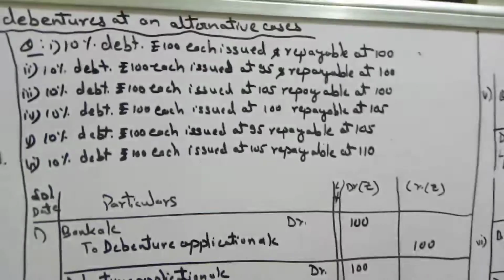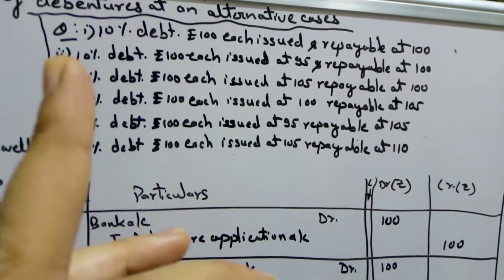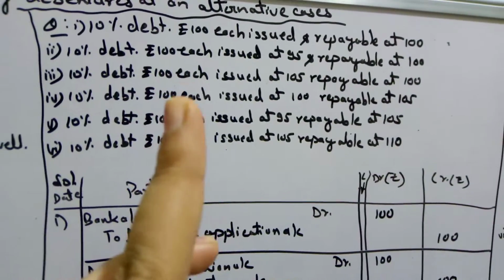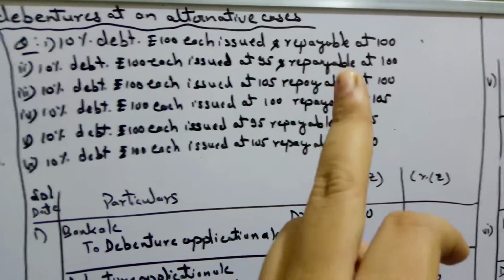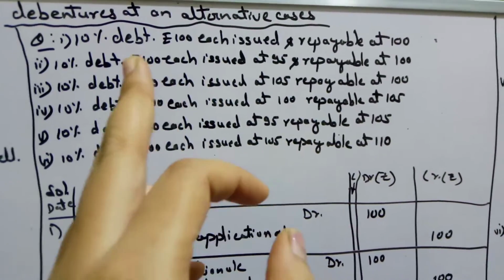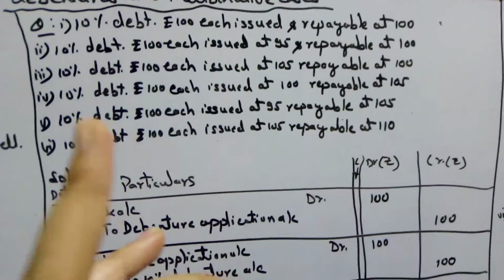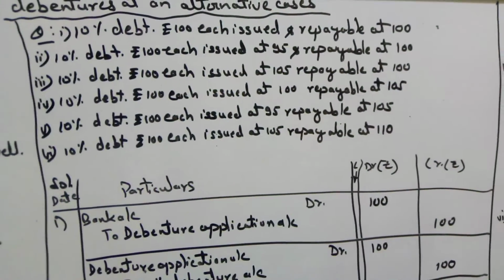Now the second case speaks about 10% debentures of 100 rupees each issued at 95 and repayable at 100. So the face value is 100 and the issue price is 95. If your issue price is less than your face value, then it is the case of discount.